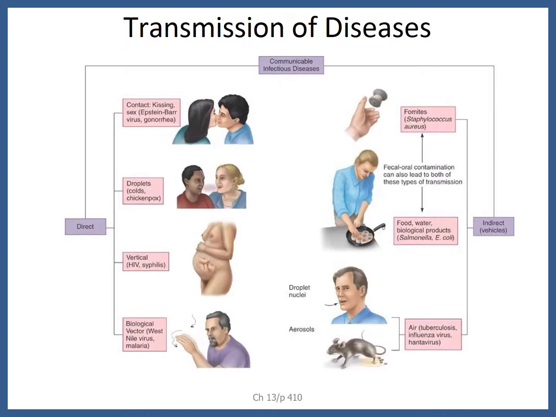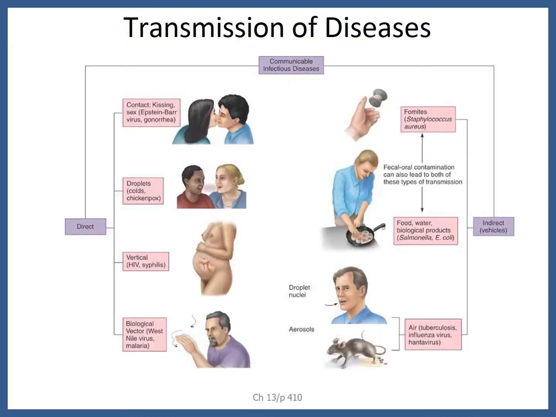Then you can also have aerosols, okay? So you basically have these small drops. They're specific sizes. They can be suspended in the air, okay, and they can spread, and let's say you breathe them in, they can contact mucous membranes. And so things like tuberculosis, the influenza virus, and hantavirus, which is a disease that's common in the Southwest that's spread by mice, are all diseases that can be spread by aerosols.